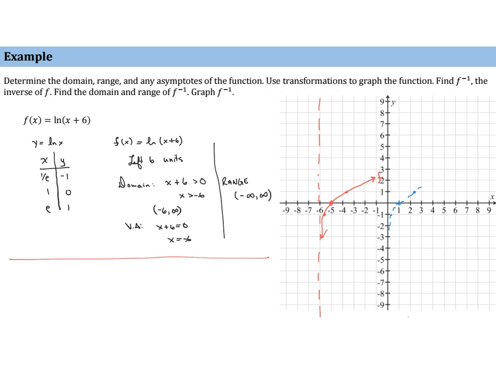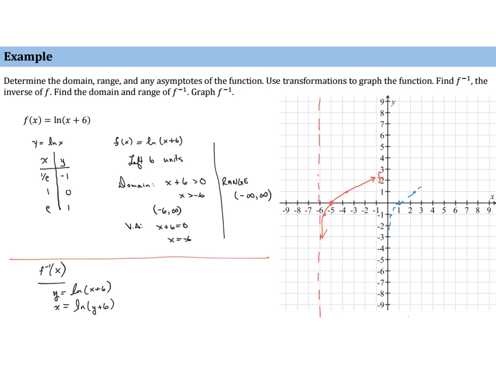So f inverse, we will go ahead and take and replace y or f of x with y. And so we have y equals natural log of x plus 6. This is our original, but now we'll switch x and y. So we have x equals natural log of y plus 6.